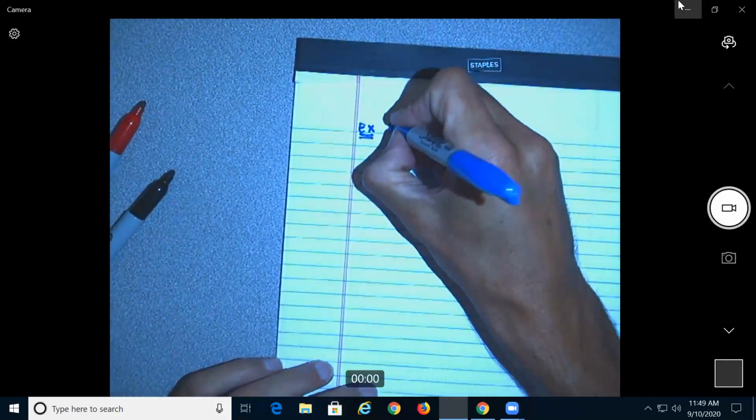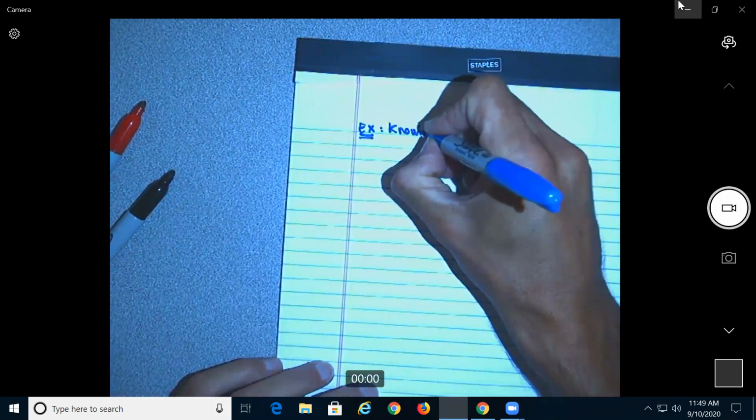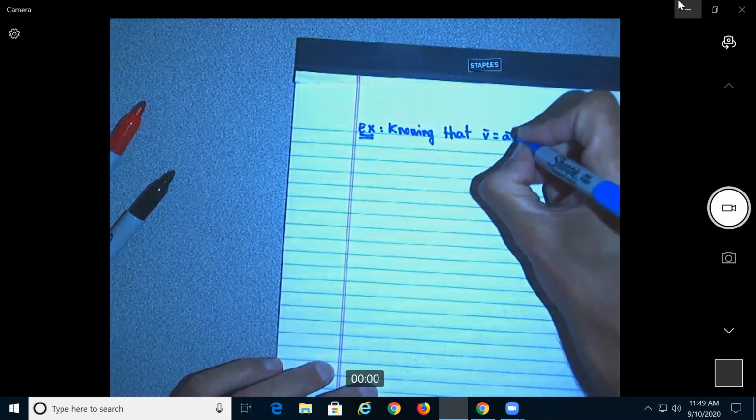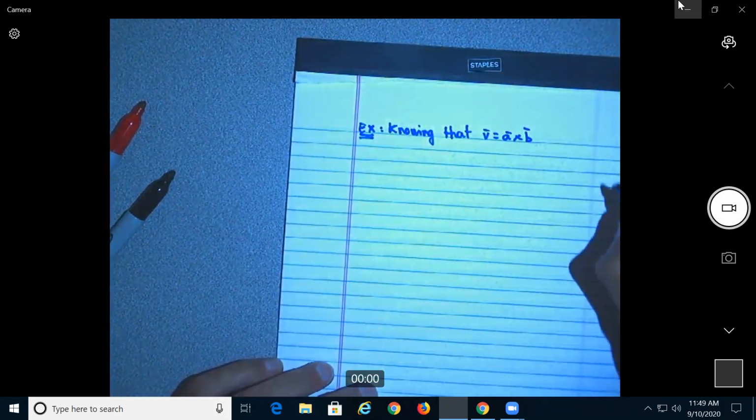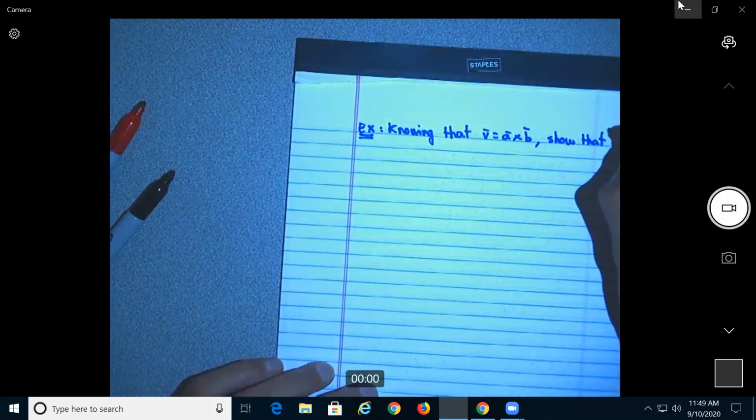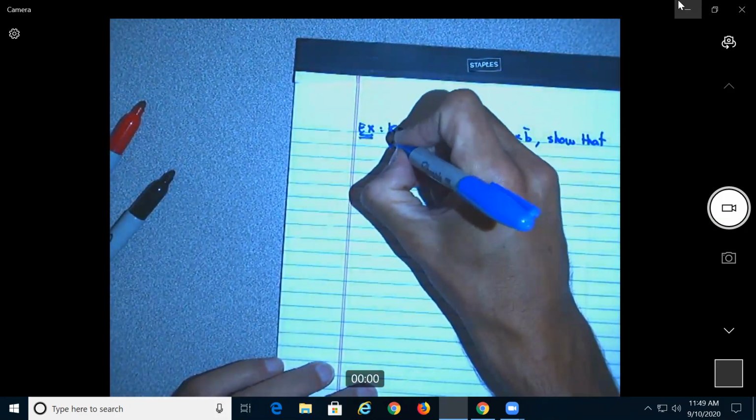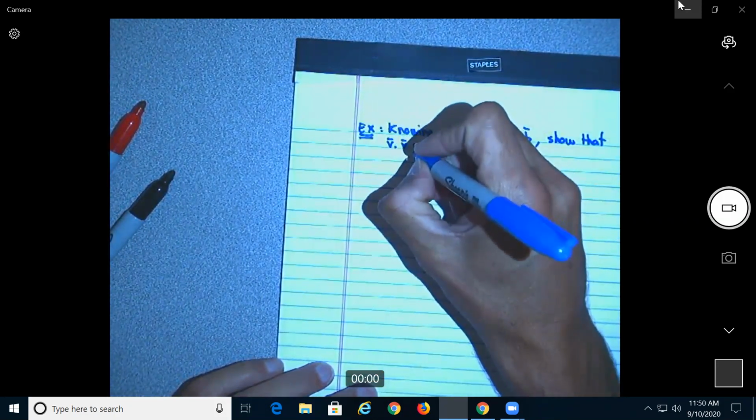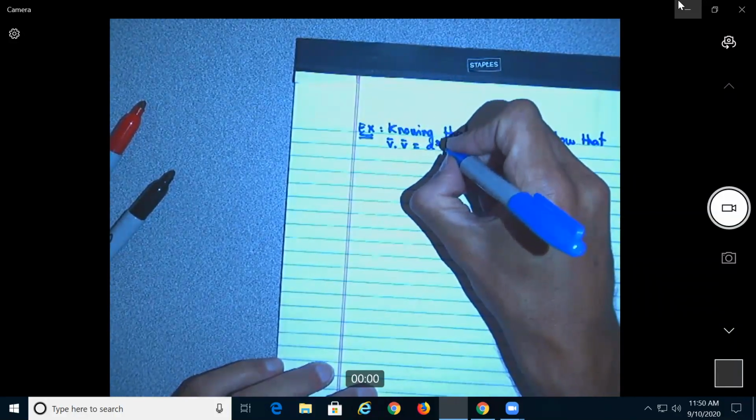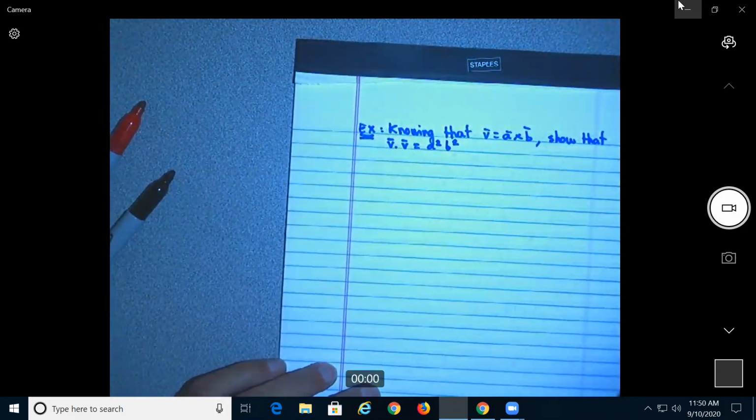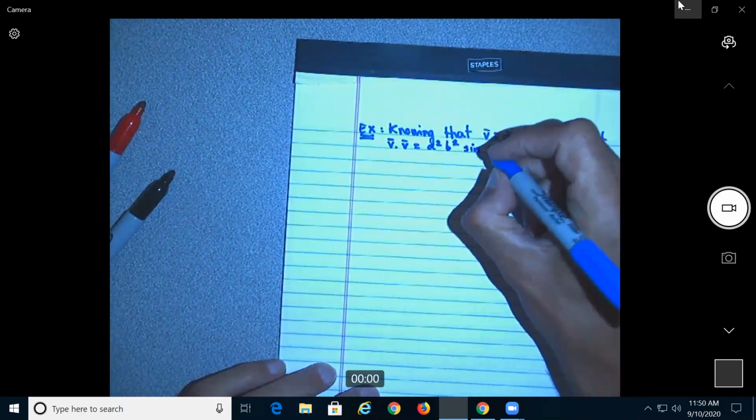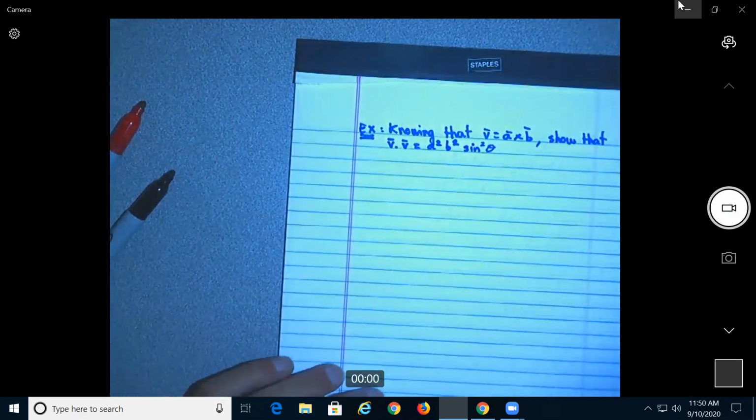So knowing that V equals A cross B, show that V dot V is equal to A squared B squared sine squared theta.